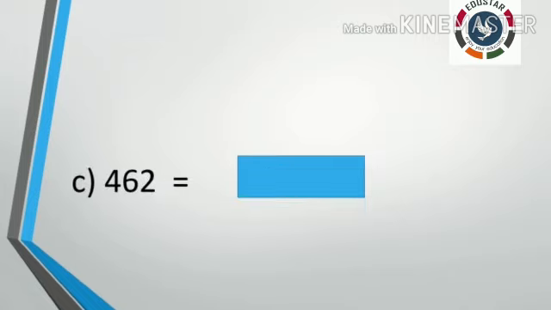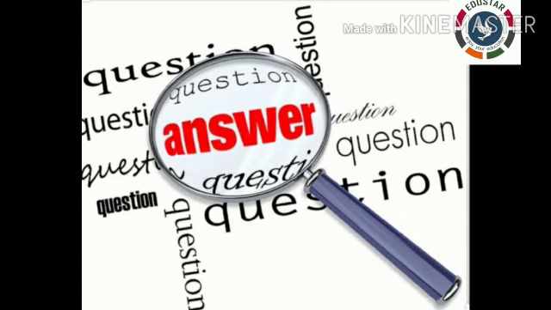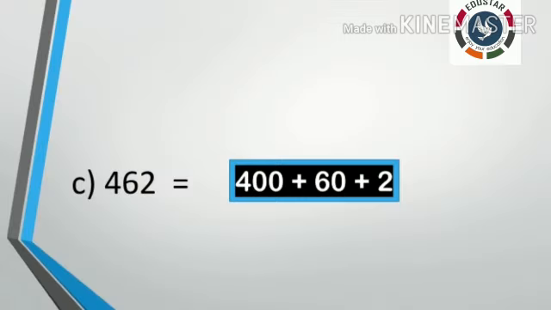Question C. 462. How will you expand this? Just think. Your answer is 400 plus 60 plus 2. What is your answer, students? 400 plus 60 plus 2. Are you clear on this? Shall we move on to the next slide?